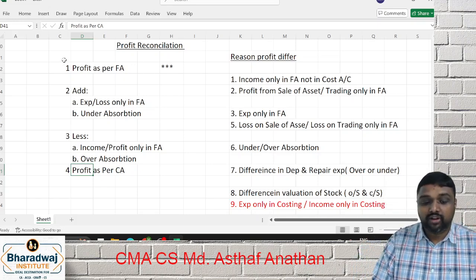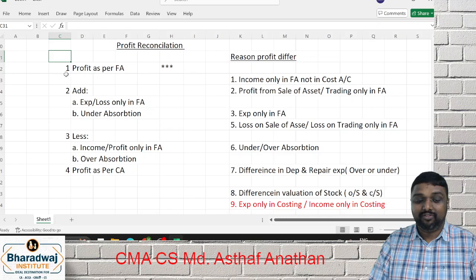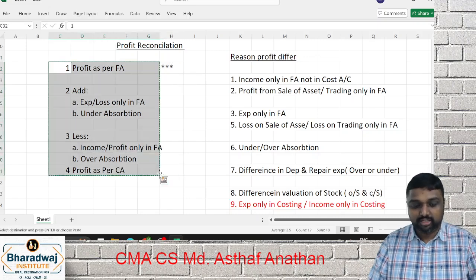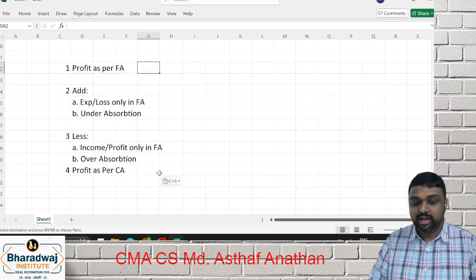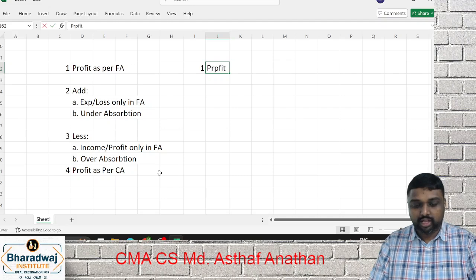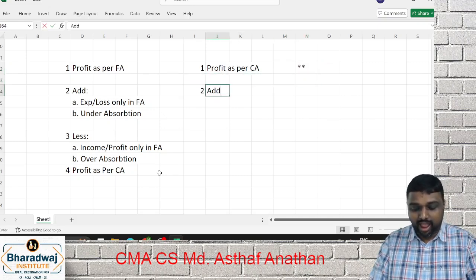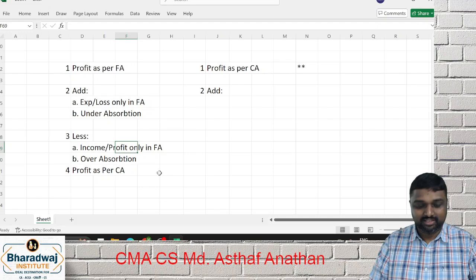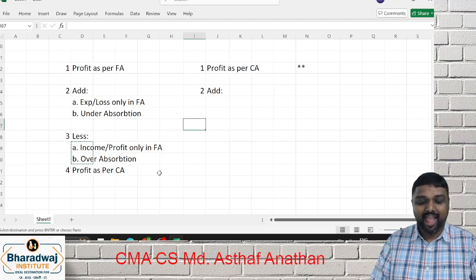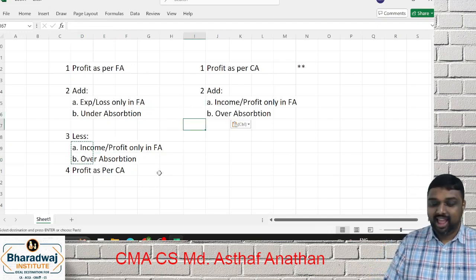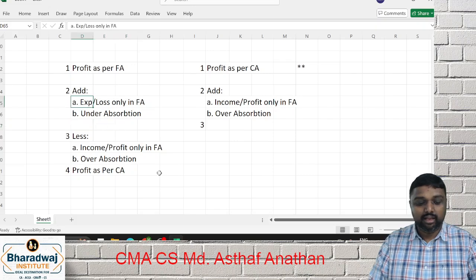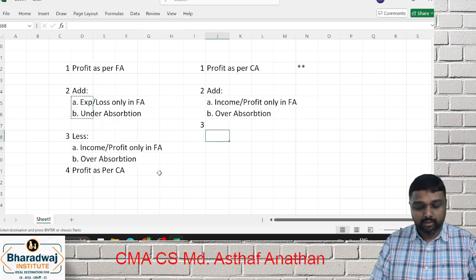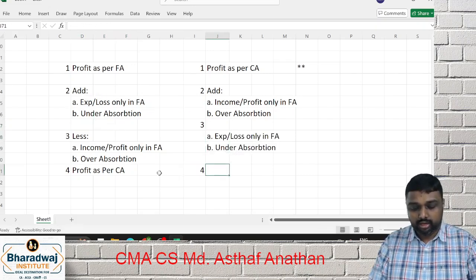Sir, this is profit as per financial. What will happen if it is costing? See, if it is costing, it is just the reversal. If you start with profit as per cost accounts, the same thing happens: you add the item. Yes, this item you have to add, just the reversal. And that is the speciality: if you learn one item, you will be able to get any method.